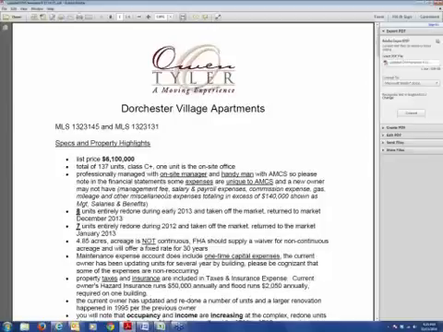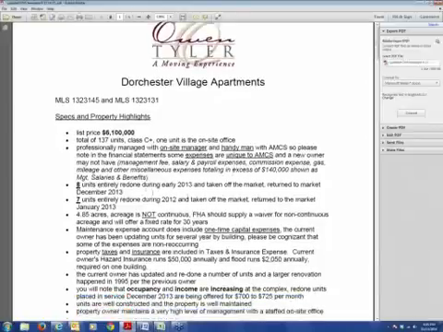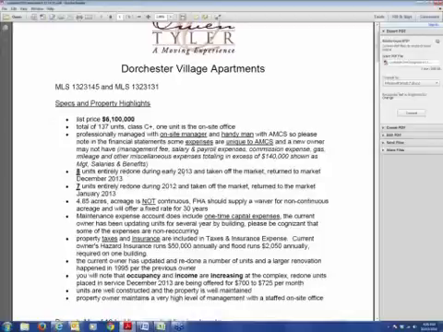They said, note that in some of the financial statements, some expenses are unique, and a new owner may not have the same charges. All right, well, that's fine. Then they go on to say 8 units entirely redone during 2013 and taken off the market and returned to market in December of 2013. That means that when we look at the income and expense, there should be a drop in income prior to December 2013 because these units were not earning any income, and then after December 2013 it should have bumped up a little bit. All right, fine.